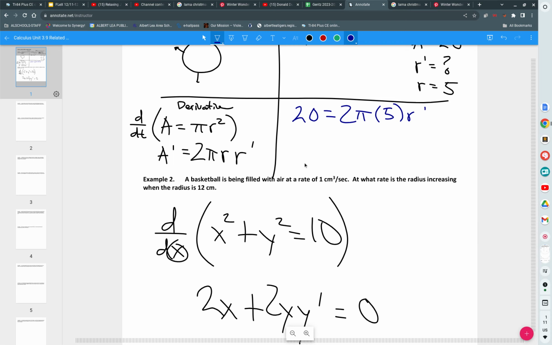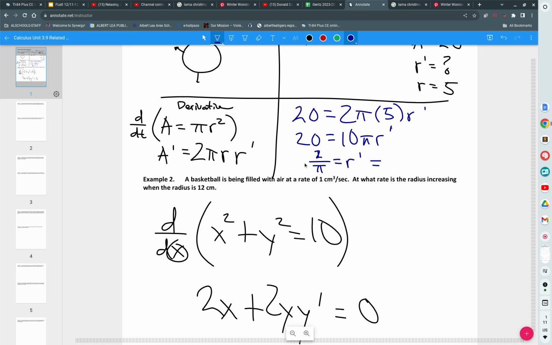Can we solve for r prime? Yeah, no big deal. We get 20 is equal to 10 pi r prime. So I go ahead and I divide by 10 pi, and I get 1 over pi is equal to r prime. And we need to express that as a... Is it 2 over pi? I'm sorry, 2 over pi. r prime is equal to 2 over pi.